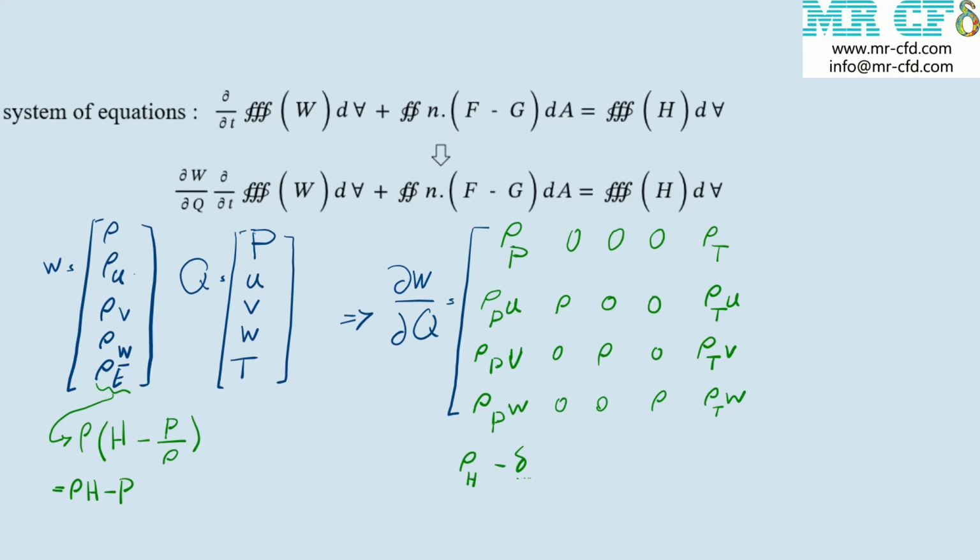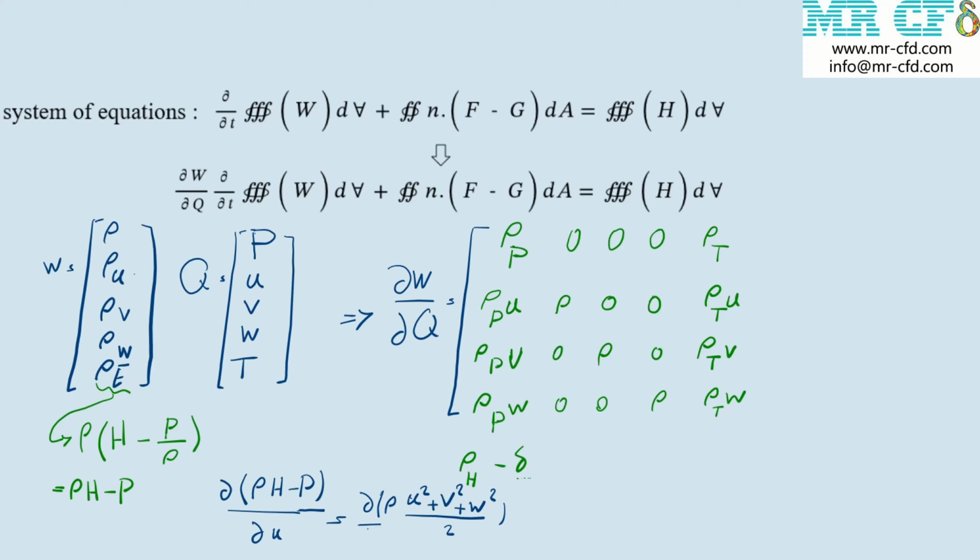For the derivative of total energy with respect to velocity U, we can consider the partial derivative of ρH minus P with respect to U. As discussed earlier, the total enthalpy H is the sum of static enthalpy and kinetic energy per unit mass, which can be expressed as h plus half of U to the power of 2 plus V to the power of 2 plus W to the power of 2.